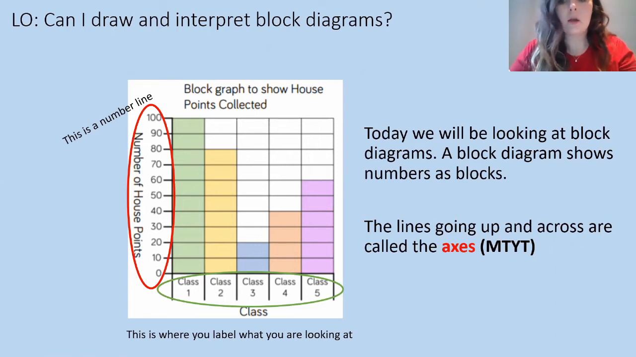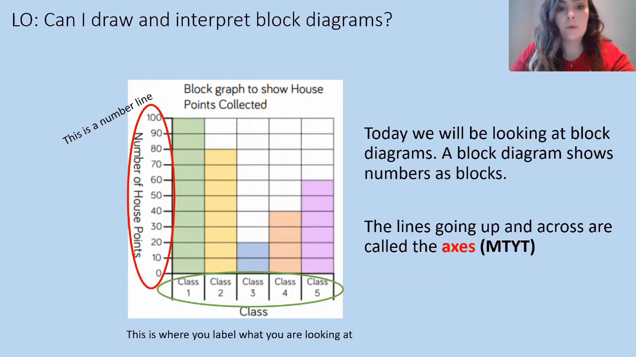Now we've got lines going up and across, and these are called the axes. My turn, your turn. Axes. If you have a look at the axes circled in red, this is basically our number line. So this tells us how many. If you have a look at what's circled in green, this tells you what you're looking at.